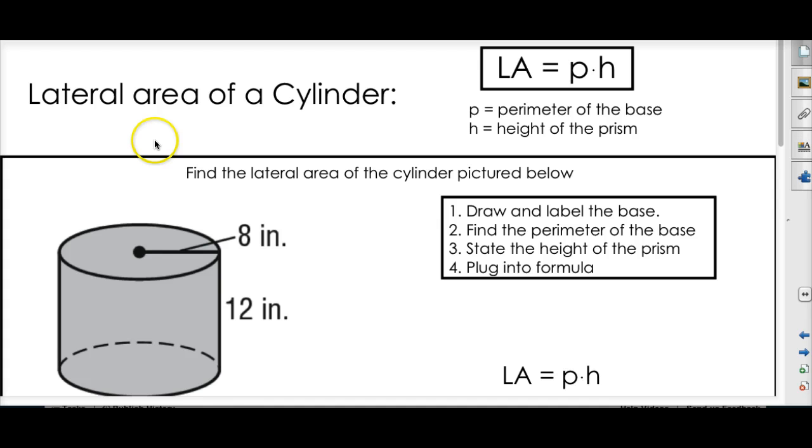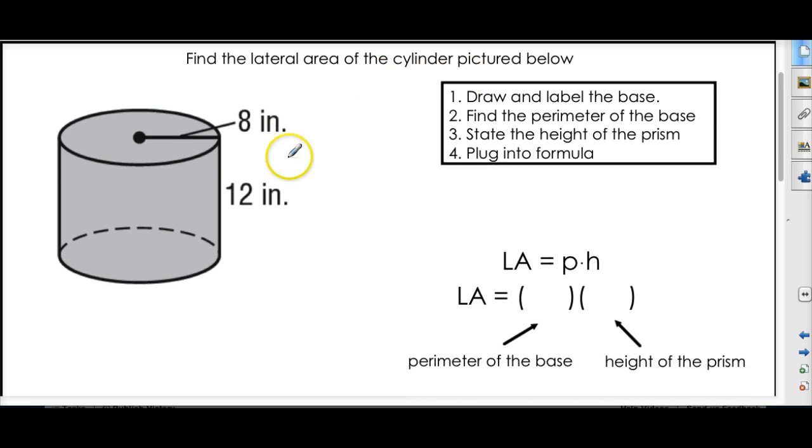Okay, now we're going to be finding the lateral area of a cylinder. And guess what? The lateral area has the same exact formula, just the perimeter of the base multiplied by the height. And I think we could do that. We get the point now.